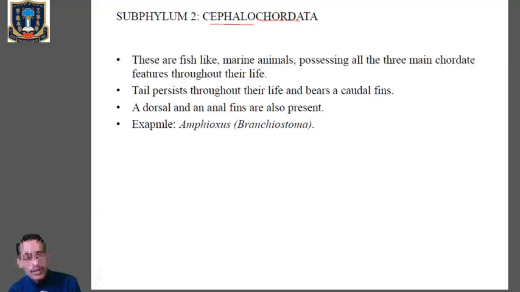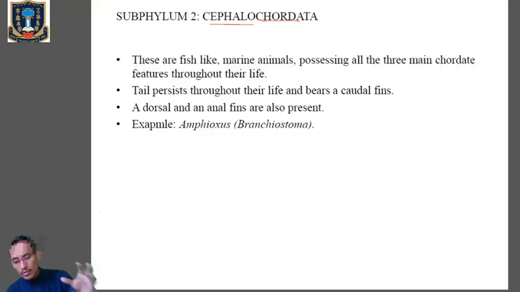Now, what are those 3 chordate features which are present in case of Cephalochordata? Just try to recall what are those features. First one, they have got notochord, which is mainly a rod-like structure which extends from the head to the tail regions and mainly provides support to the body. Number 2, you have got a dorsal hollow tubular nerve cord, and they have got paired pharyngeal gill slits. So these are the 3 important chordate features which are present in the members of the subphylum Cephalochordata.